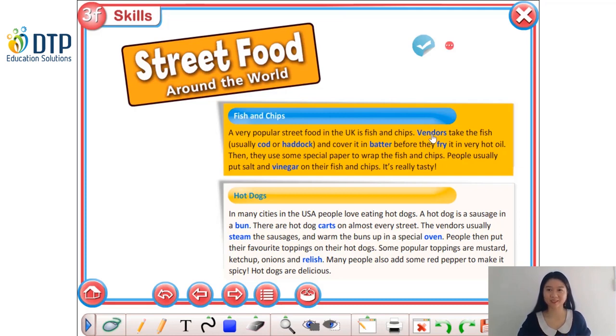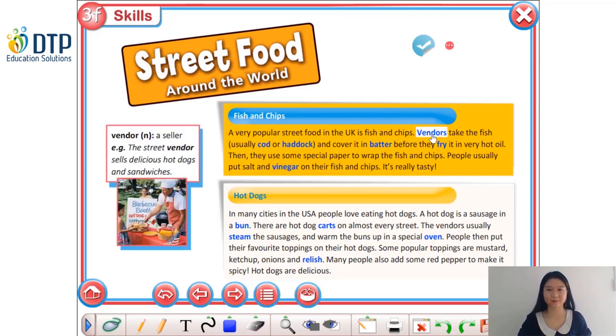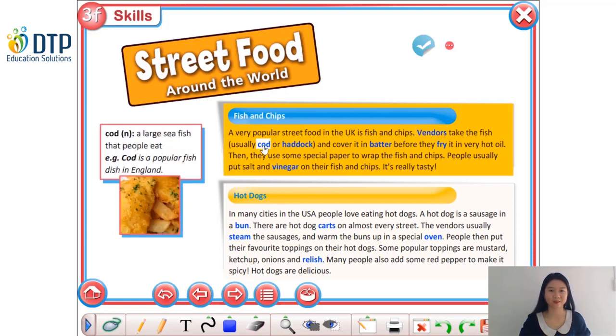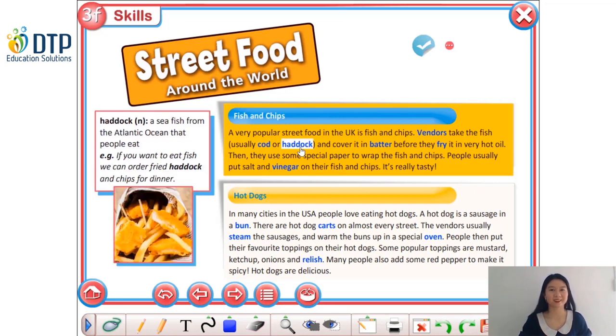The first word is vendor. Alright, a vendor is a seller. Như vậy vendor tức là người bán hàng. How about the second one? It is cod. Alright, cod tức là một loại cá lớn thường sống ở đại dương và chúng ta gọi nó là cá tuyết. And haddock. Alright, haddock cũng là một loại cá tuyết nhưng mà nó được gọi là cá tuyết nhỏ.